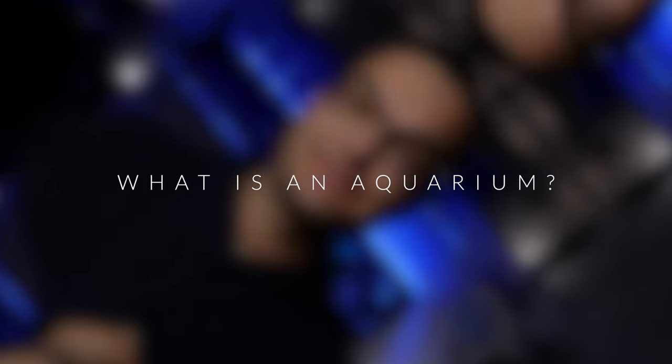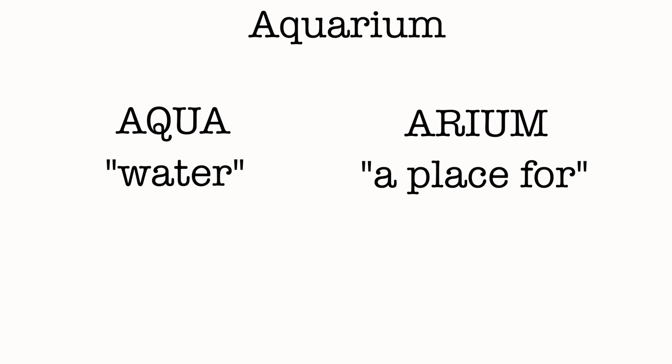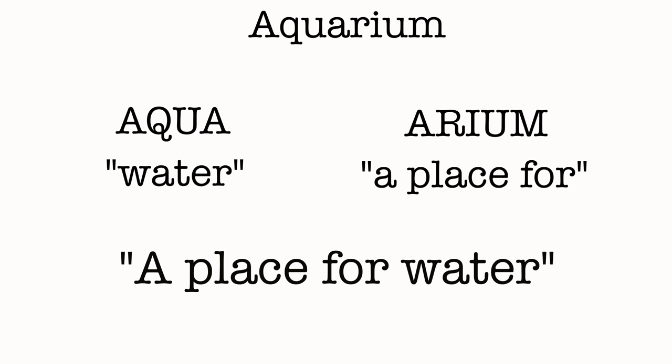And without further ado, let's get started with an existential question. What is an aquarium? The word aquarium can be broken down into its two Latin roots, aqua and arium. Aqua, of course, meaning water, and arium meaning a place for or pertaining to. So literally, aquarium means a place for water.